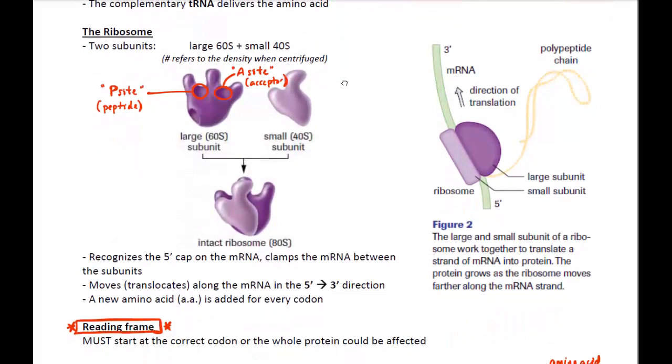Here's what ribosomes actually sort of look like. They've got this larger folded protein. It's called 60S versus 40S just because of their size. It refers to their density when they get centrifuged. So this one's just the bigger unit and the smaller unit.